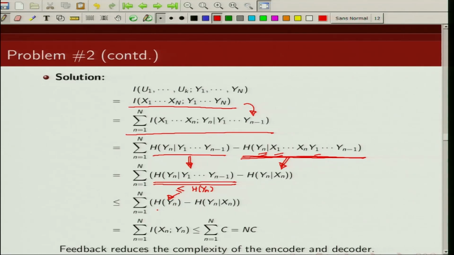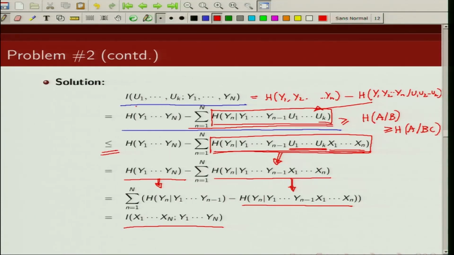Now, what is uncertainty in yn minus uncertainty in yn given xn? This, from the definition of mutual information, is nothing but mutual information between xn and yn, and we know the maximum mutual information between xn and yn over all possible input distributions is given by capacity C. So, this can then be written as less than or equal to n times C. So, what we have shown is that mutual information between ui's and yi's is less than or equal to n times C.